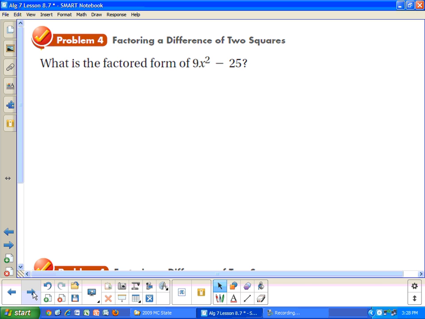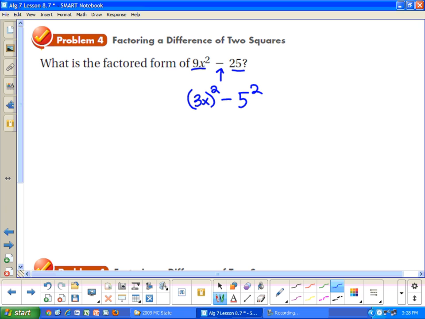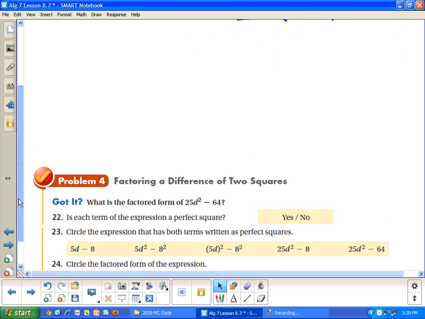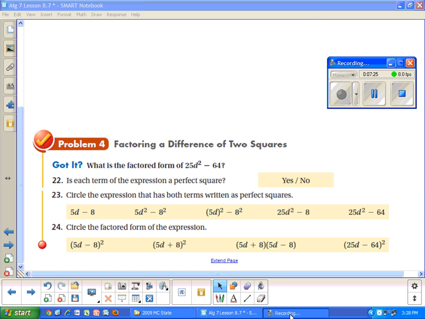All right, so again, look closely. If it's a binomial and a difference, and this number is a perfect square and this number is a perfect square, and you'll know it if you can think of some number multiplied by itself that equals each of those, which we can here, then we can factor it using this idea that a squared minus b squared is equal to a minus b times quantity a plus b. So in this case, our a is 3x, our b is 5. So we can do 3x minus 5 times quantity 3x plus 5. All right, see if you can do that.